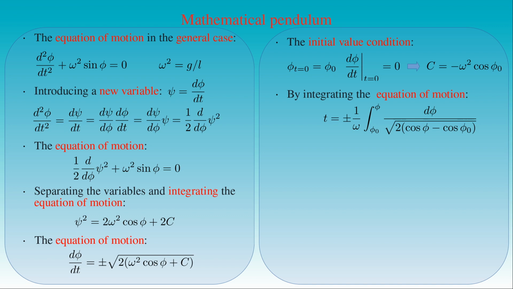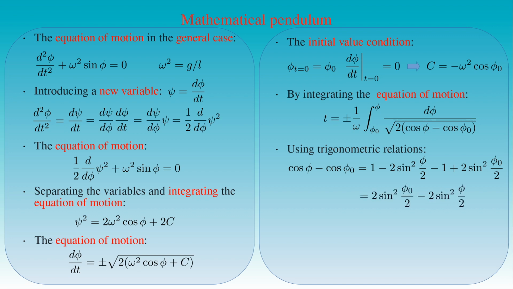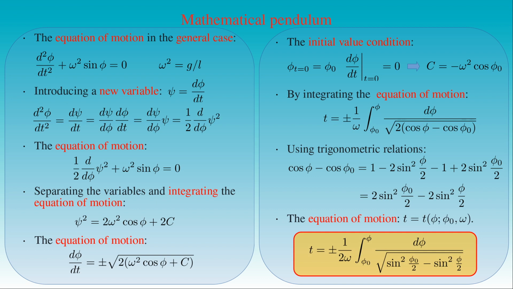By applying some trigonometric relations, we can write cosine phi as 1 minus 2 times the square of the sine of phi over 2. Similarly, we can write minus cosine phi 0 as minus 1 plus 2 times the square of the sine of phi 0 over 2. Then cosine phi minus cosine phi 0 can be written as 2 times the square of the sine of phi 0 over 2, minus 2 times the square of the sine of phi over 2. If we substitute this result into the integral, then the equation of motion of the pendulum has the following form.